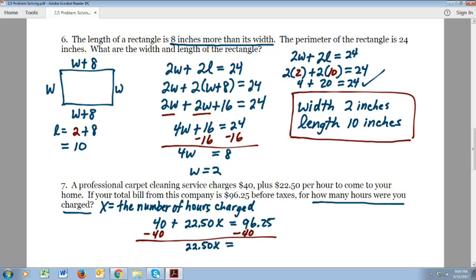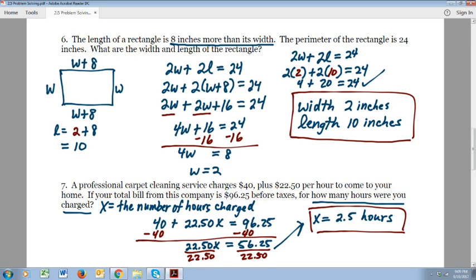So we'll subtract 40. Again, this is just a 2-step equation. We'll divide next. Again, our goal is always to get X by itself. And so you should get 2.5 here. So our answer is 2.5 hours.